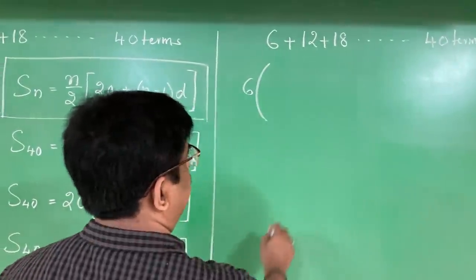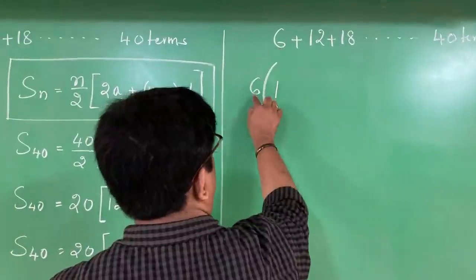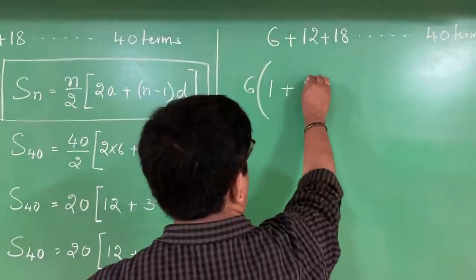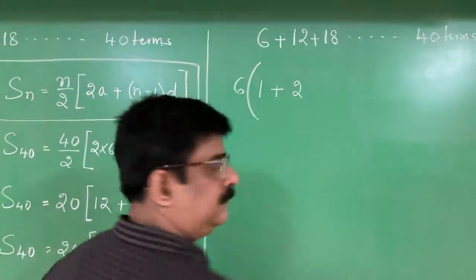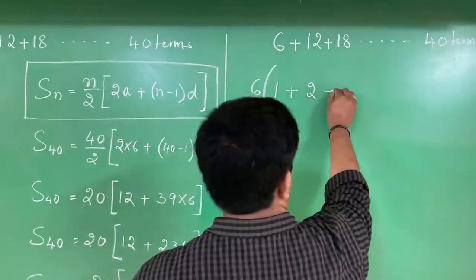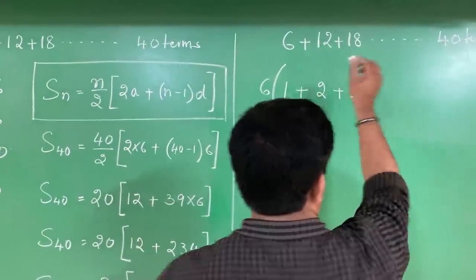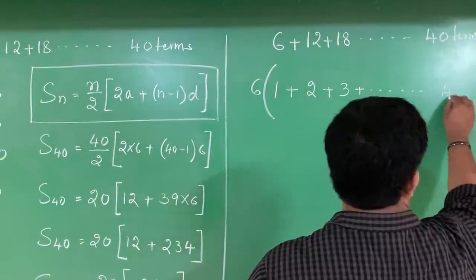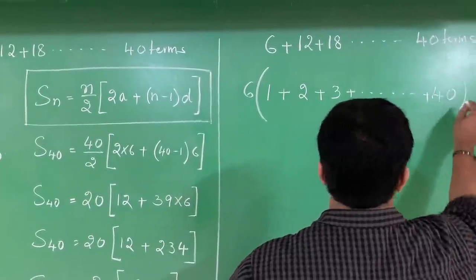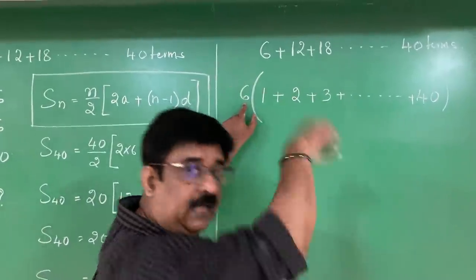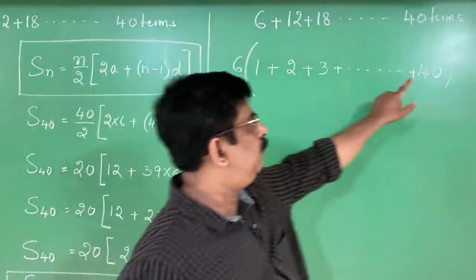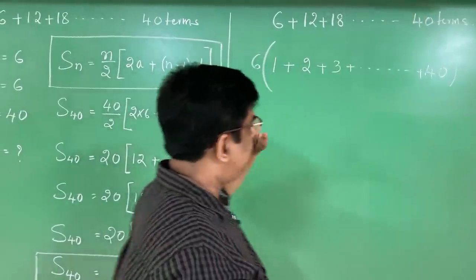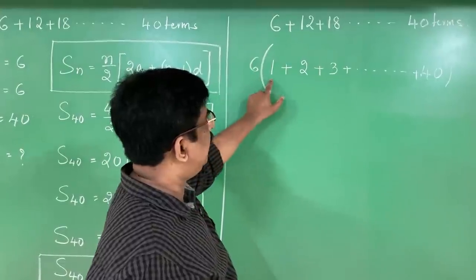When you remove 6 from this, this becomes 1, because 6 1s are 6, plus 6 2s are 12, plus 6 3s are 18. How many terms do you want? 40, plus 40. We can even find the last term also. 6 into 40 is 240. 240 is the last term. Right? Forget that. We can write like this.